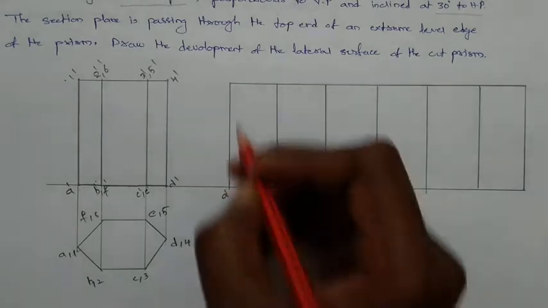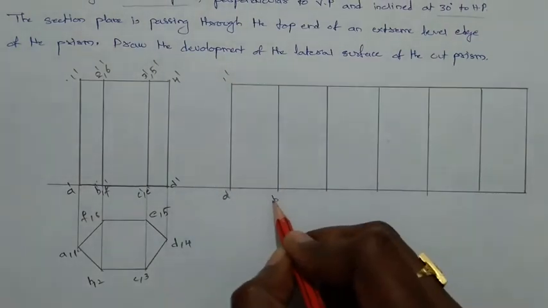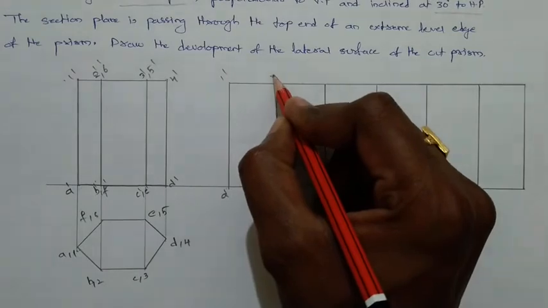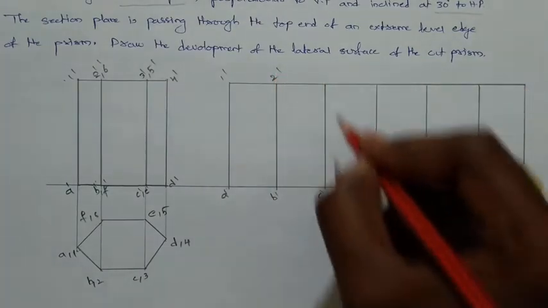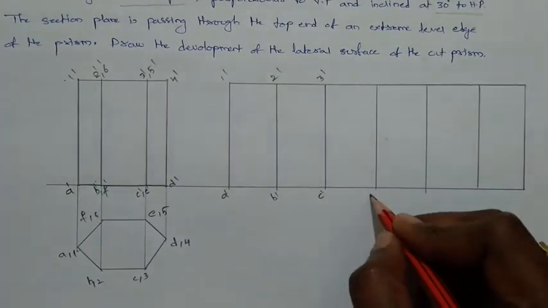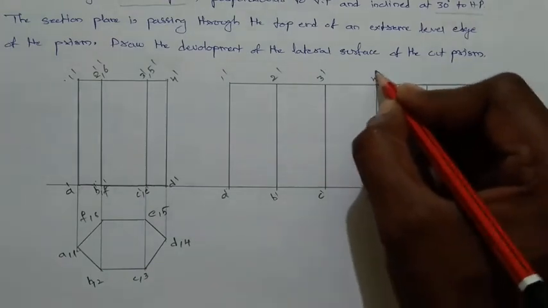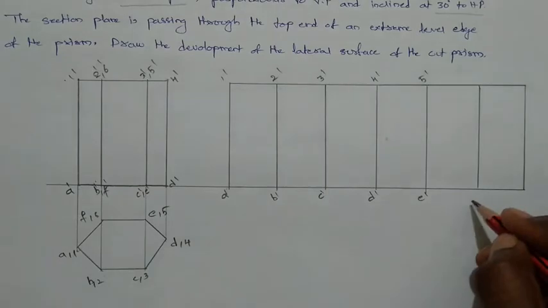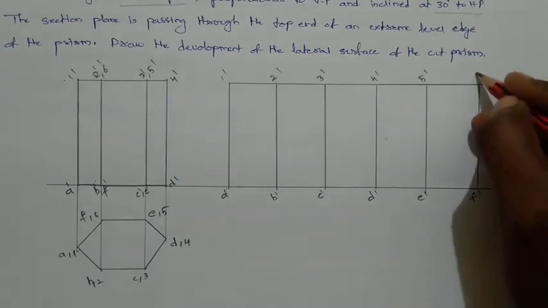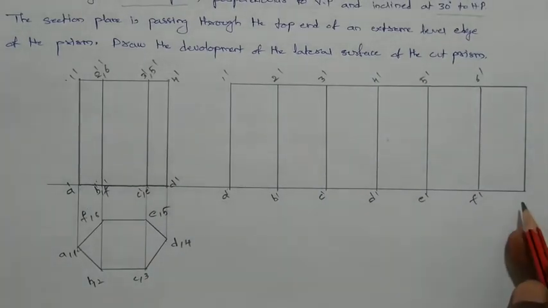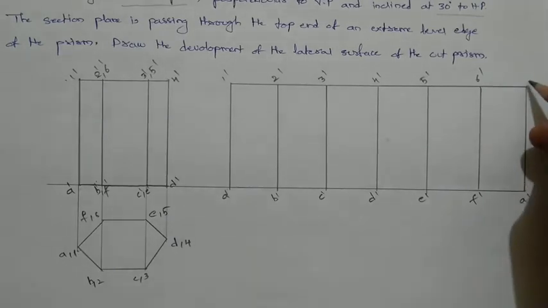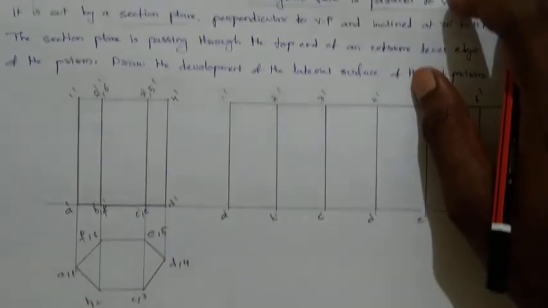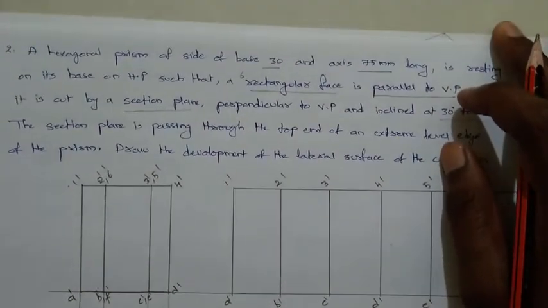This is A dash, 1 dash, B dash, 2 dash, C dash, 3 dash, D dash, 4 dash, E dash, 5 dash, F dash, 6 dash. And what is the last one? Again you are going to get the last one as A dash, 1 dash. So this is the general development of the diagram according to the problem given.